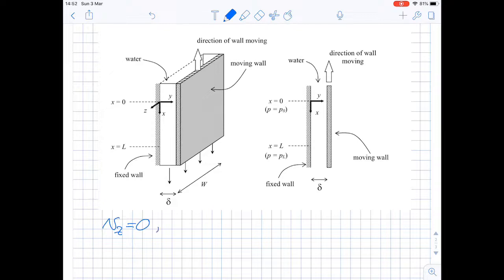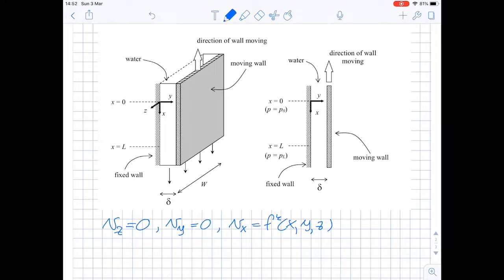Also, it should be found that Vy is equal to 0. There's no flow in the y direction. Otherwise, once the water hits the wall, there's no way it can go through. And it is obvious that Vx is not 0. So we need to analyze which variables Vx is a function of. So we have x, y, and z.